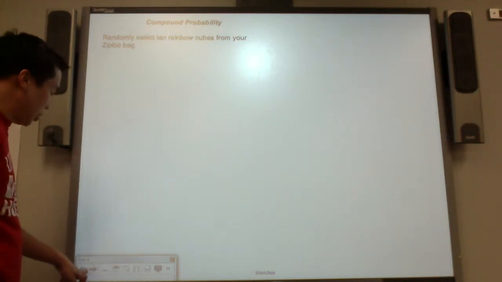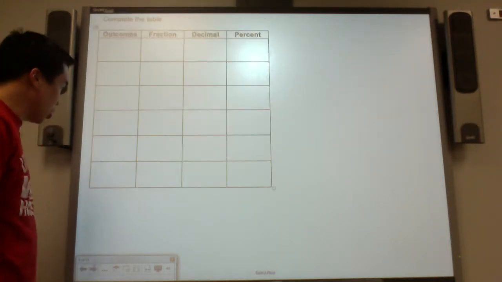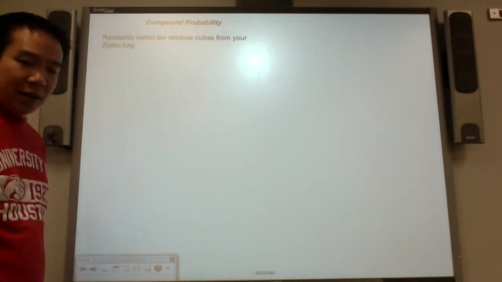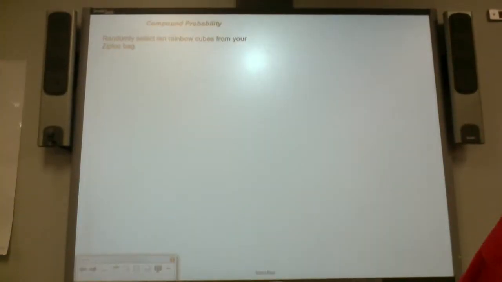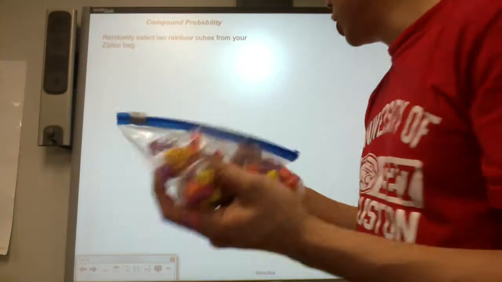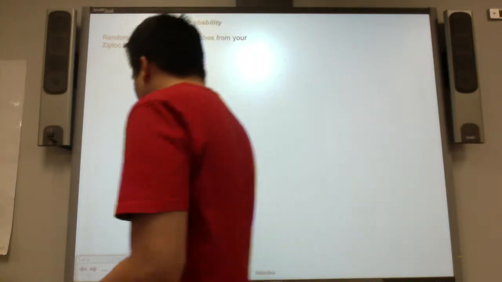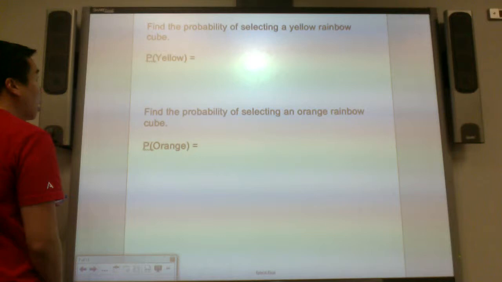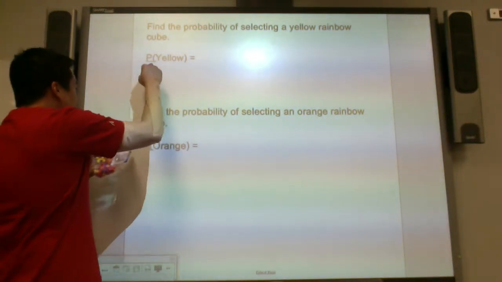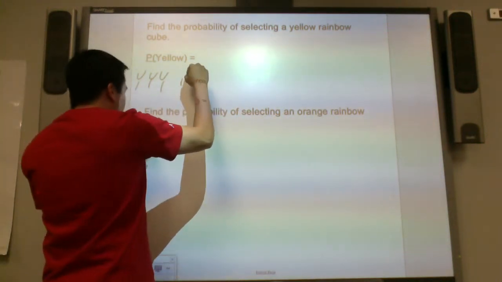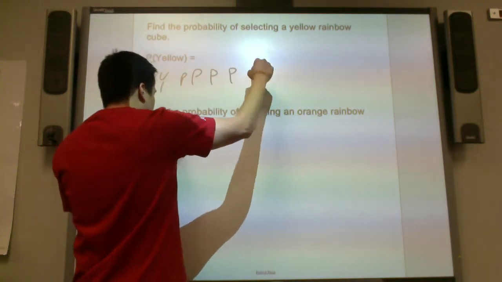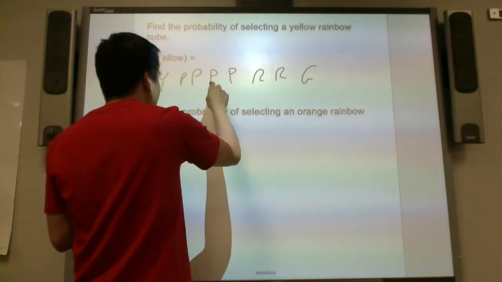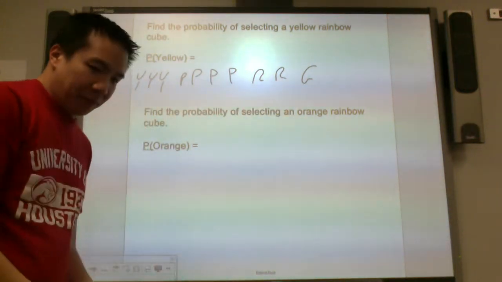So, what we're going to be doing, we're going to practice this today. You're going to be drawing 10 rainbow cubes from a bag. Rainbow cubes are these. You draw 10 rainbow cubes from the bag and write down the colors. For example, let's pretend I have yellow, yellow, yellow, purple, purple, purple, purple, red, red, and a green. 1, 2, 3, 6, 9, 10. Perfect.